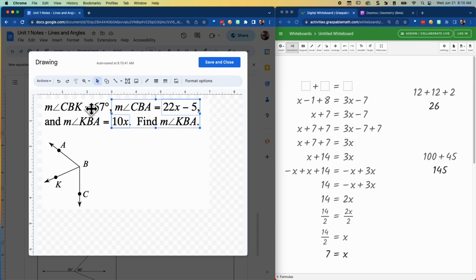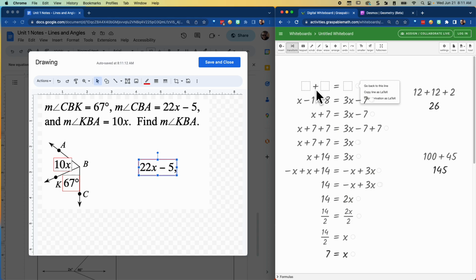And we'll put these each kind of like in a little box. So the 10x, the 22x minus 5, and this, so that you know, hey, these are all something that I can put somewhere. So I'm going to drag the 10x to wherever it says KBA. So B is in the middle, the vertex, and KBA is there. So that's 10x. And the 67 is the CBK. So that's that side. And then the 22x minus 5 is the total. So those two pieces are going to add up to 22x minus 5.